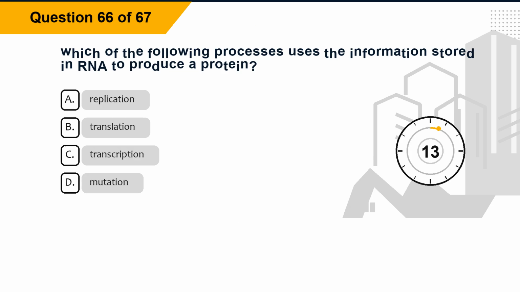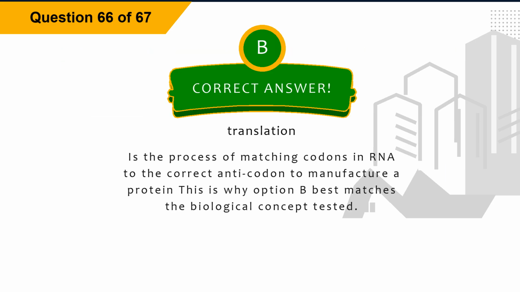Question 66. Which of the following processes uses the information stored in RNA to produce a protein? Option A, replication. Option B, translation. Option C, transcription. Option D, mutation. The correct answer is option B, translation. Explanation. Translation is the process of matching codons in RNA to the correct anticodon to manufacture a protein. This is why option B best matches the biological concept tested.